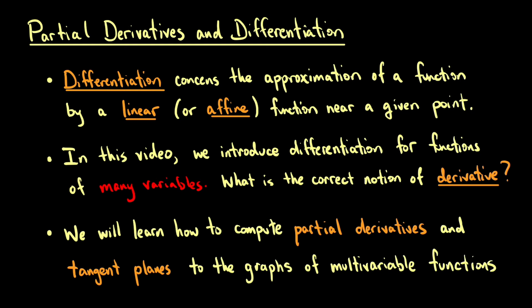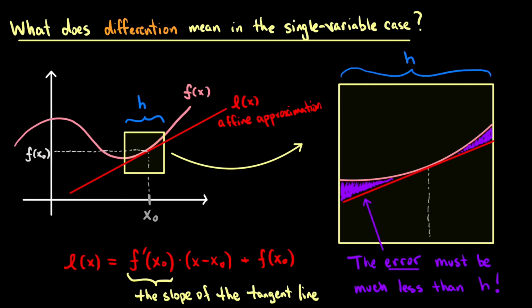So near each point, we're going to need to find a linear approximation of a function. In this video, we're going to introduce this concept. We're going to discuss what the derivative should mean, and we're going to learn how to compute it, and how to compute things like tangent planes to the graphs of a function of many variables. First, let's talk about what differentiation means in the single variable case, just as a review.